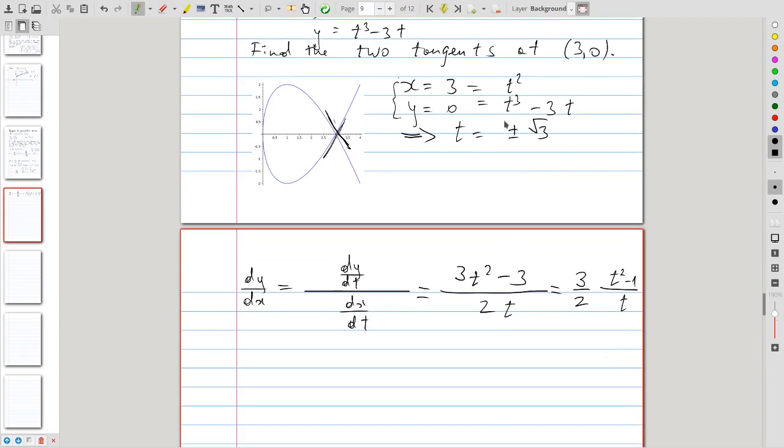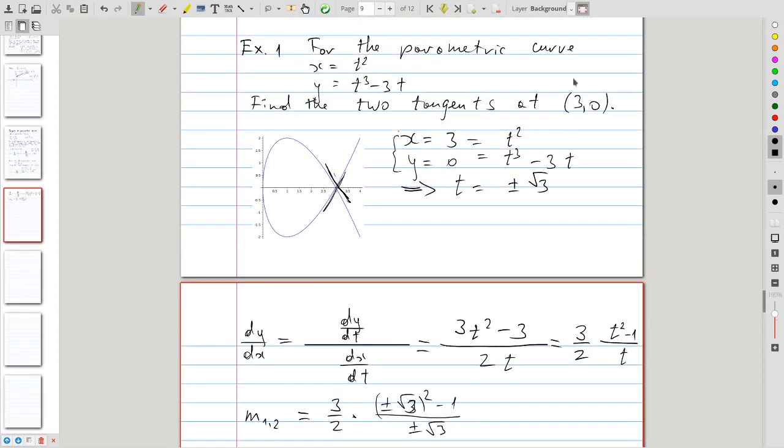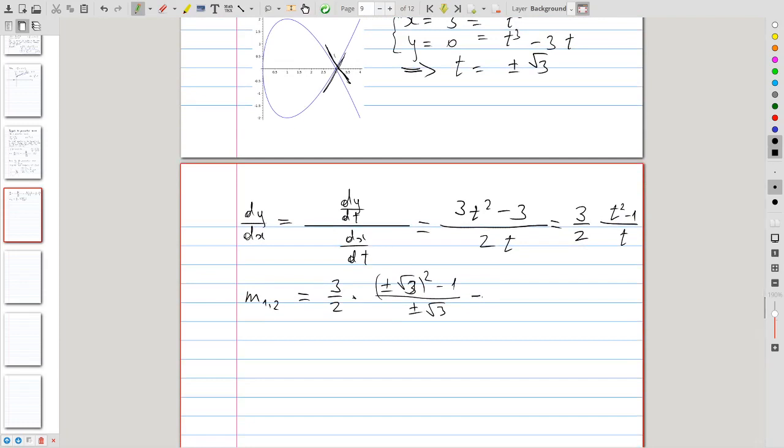So for t equal to plus minus square root of 3, here are the values of the slope. We have two slopes, m1 and m2, and they're equal to 3/2 times the square root of 3 squared minus 1 divided by plus minus square root of 3, because we have determined that the point (3, 0) here corresponds to the value of t plus or minus square root of 3. And so we'll get 3/2 times 3 minus 1 over plus minus square root 3. This gives 3 over plus minus square root 3, and this ends up being plus minus square root 3.